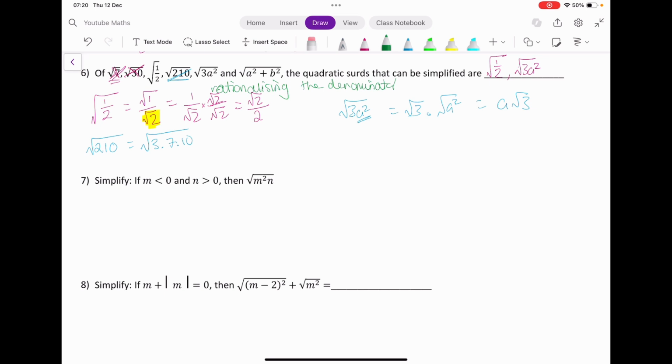Now let's look at root a squared plus b squared. There's no way of bringing it out there. Because there's an add, you can't just get rid of the square on the a and the b, because it's 2 square numbers added together. They're not multiplied together. So that one can't be simplified either. That's finished.